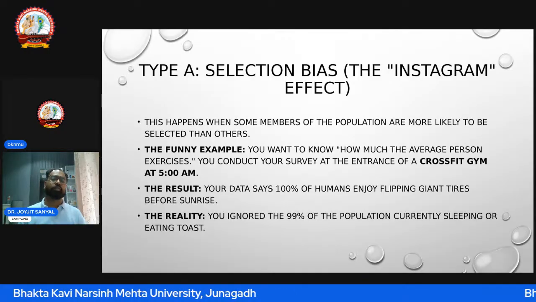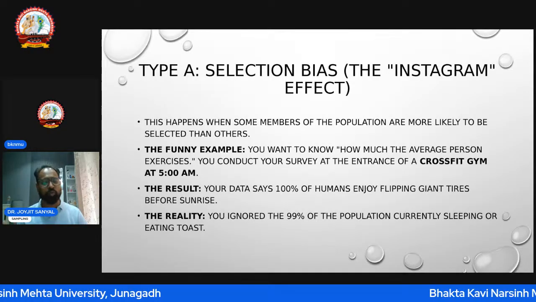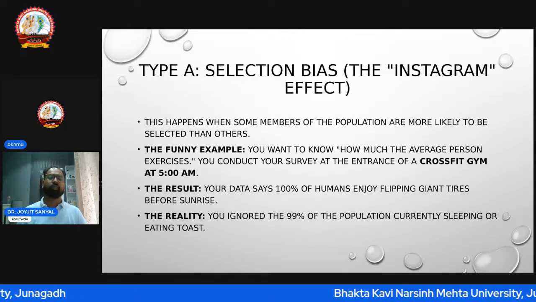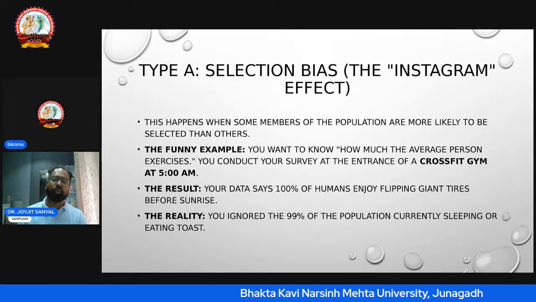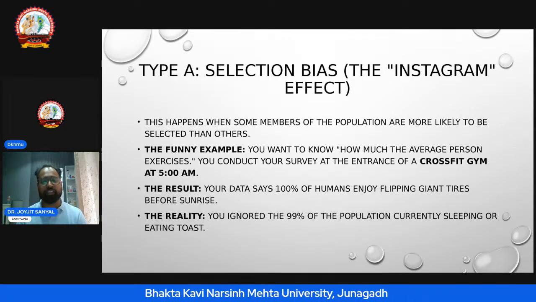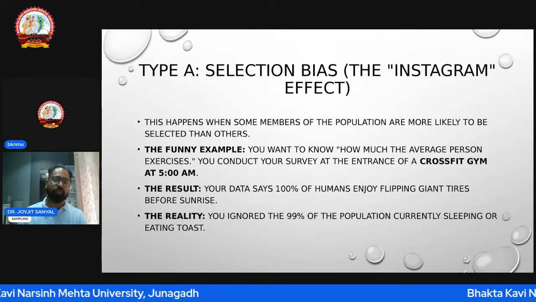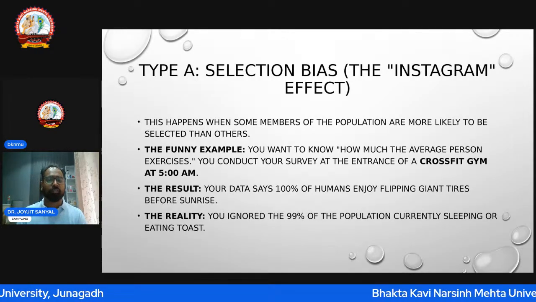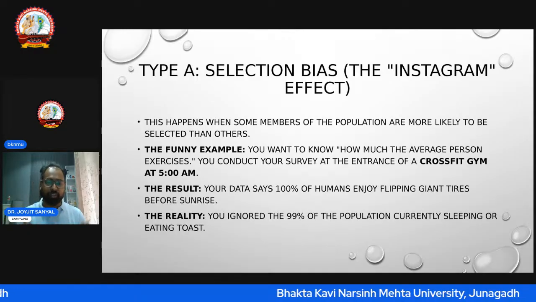So this happens when some members of the population are more likely to be selected than others. Like, you want to know how much the average person exercises, and you conduct your survey at the entrance of a CrossFit gym. You reach outside a gym at 5 in the morning to do your survey, right?